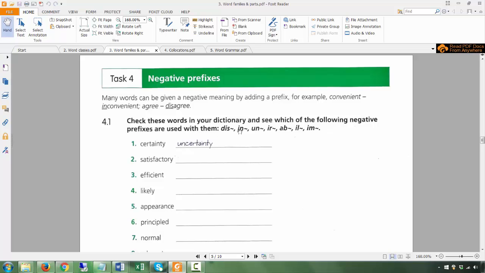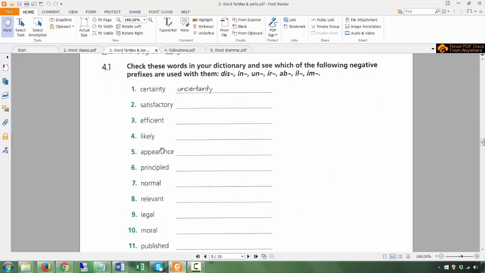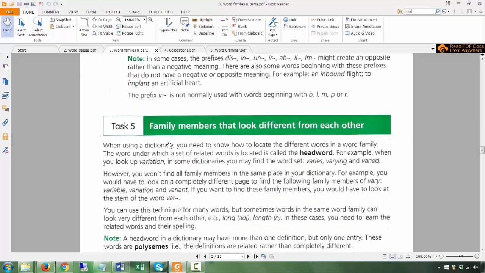Now, it's not IN, it's not IR certainty, it's not ABcertainty, it's UN. Now, why is it like that? I mean, there's no reason. It's just the way it is. So, satisfactory, which negative prefix will come before satisfactory to give you the opposite meaning? Okay, so go through this.